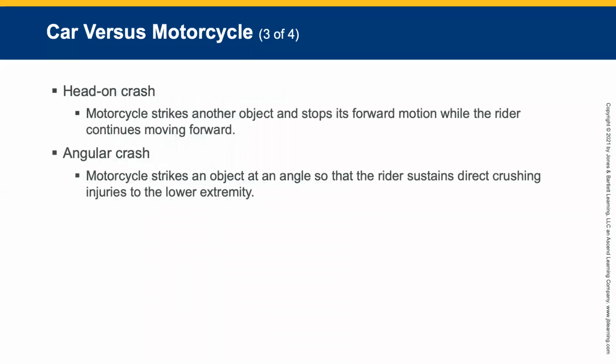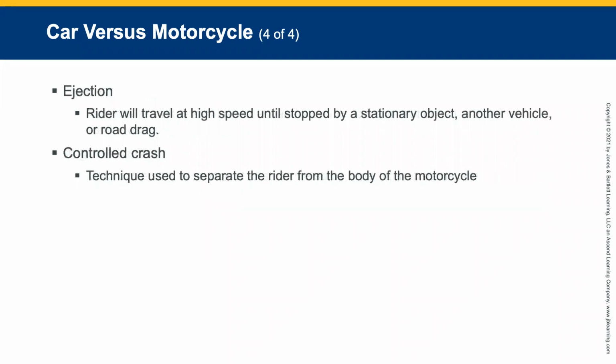There are 4 types of motorcycle impacts. You have your head-on crash. The motorcycle strikes another object and stops its forward motion while the rider continues his or her forward motion until stopped by an outside force. You have your angular crash. The motorcycle strikes an object and another vehicle at an angle so that the rider sustains a direct crushing injury to the lower extremity between the object and the motorcycle. Obviously, we know what an ejection is.